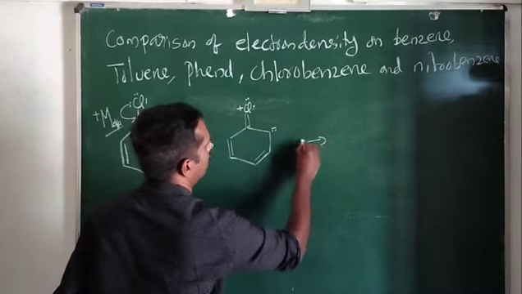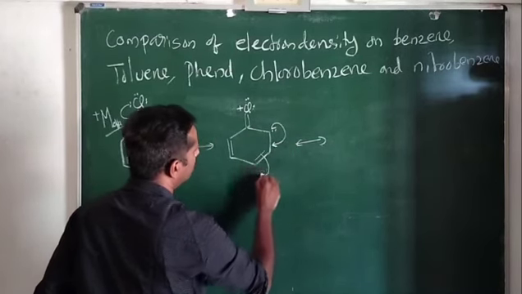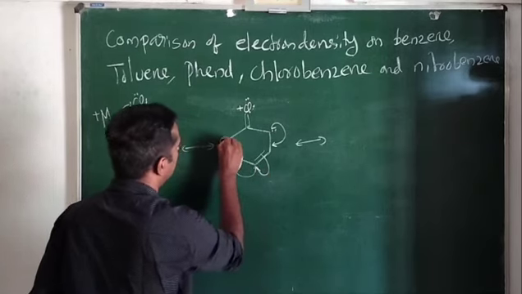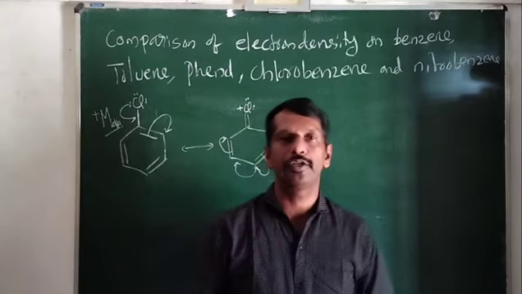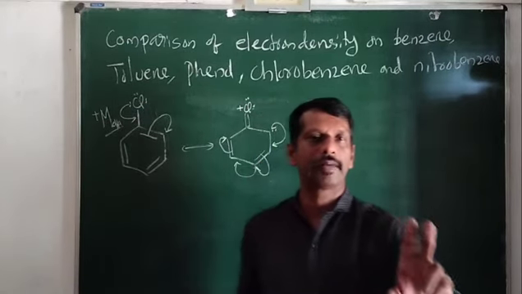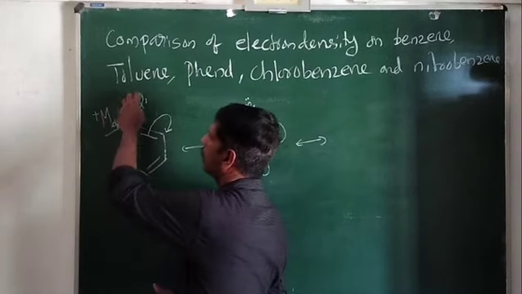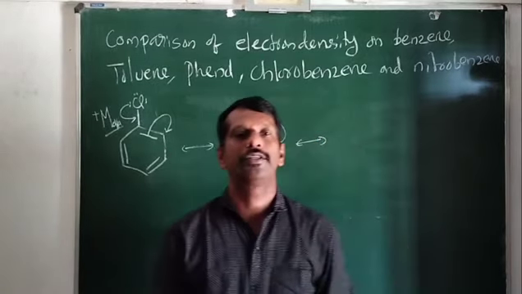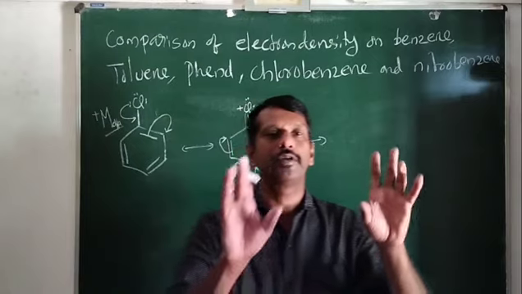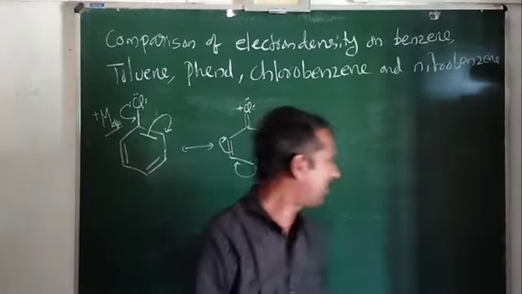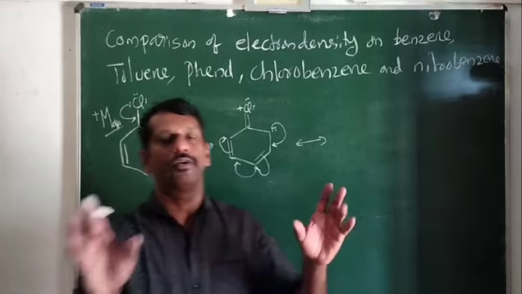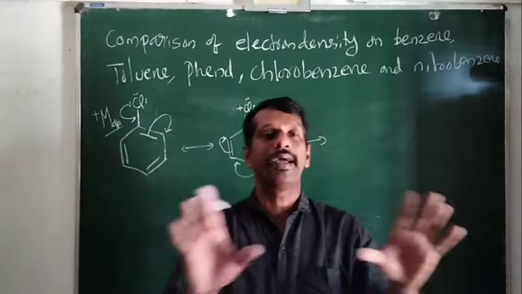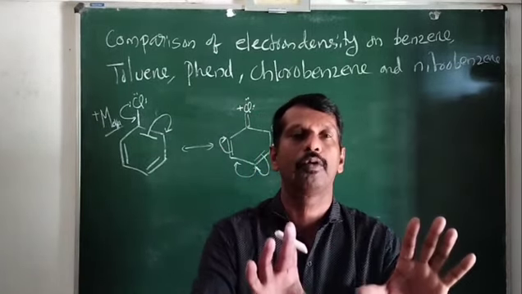What is happening? The next stage, this will be shifted to here, so this will move to here, and the next time this will be shifted to here, and this will come here. That means in chlorobenzene also there are a minus I effect and a plus M effect. Plus M effect predominates over the minus I effect. So here also you can see that the ortho and para positions are negatively charged. The electron density on the ortho and para positions is higher than that of the meta position. Therefore, the electrophile will come and attack at the ortho and para positions in chlorobenzene also.